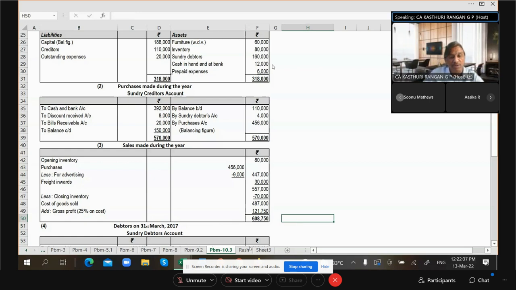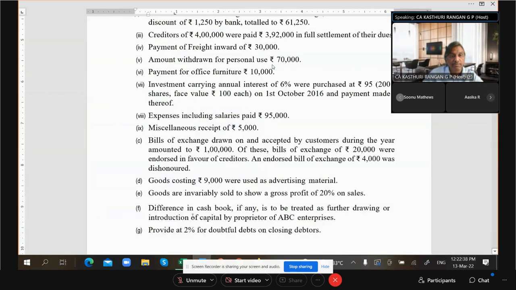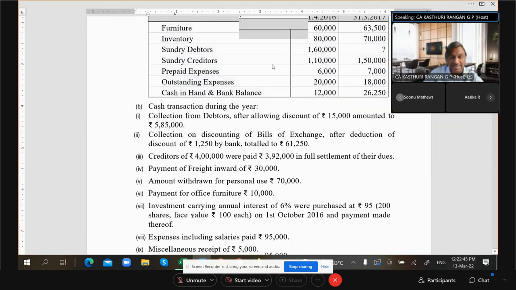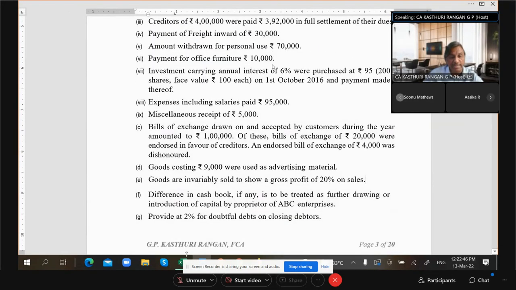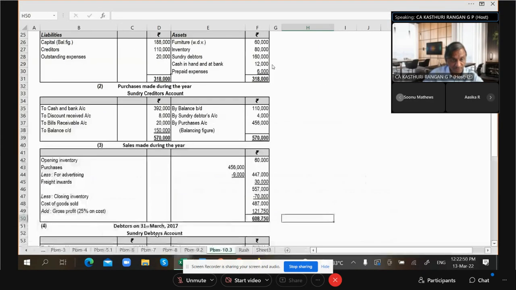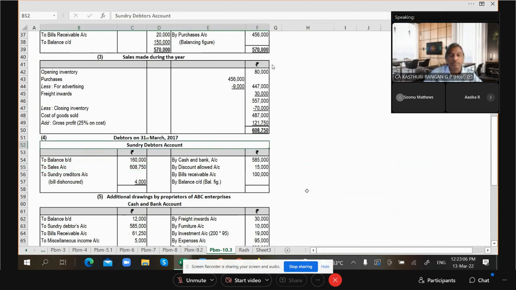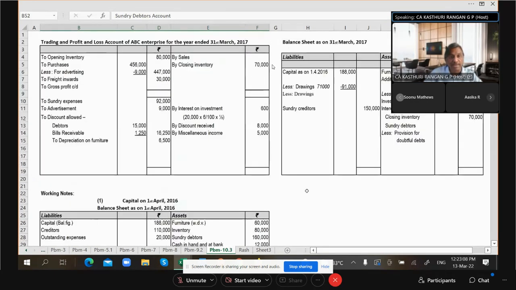Is any cash sales given in the problem? There is no cash sales at all. That means the entire sales is credit sales only. So if it is credit sale, what is the entry? Debtors account debit to sales account, 608,750. You have to put it in the debtors account. Also, we have to put this in the trading account, by sales 608,750.